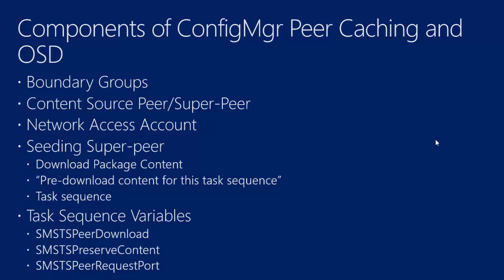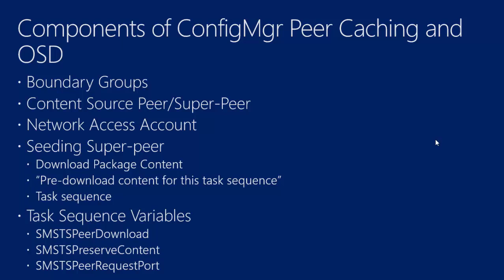So it's very possible that in an OSD scenario, you will have a task sequence that you need to deploy out to the environment, and you may not want that task sequence to run on the super peers. However, you do want the content for that task sequence to be available in the super peer. So there's really three things we'll talk about under here.